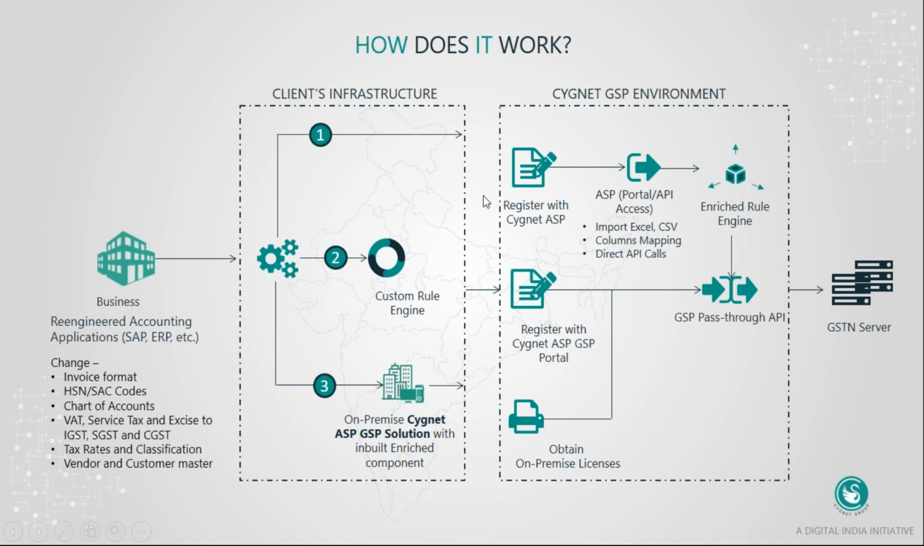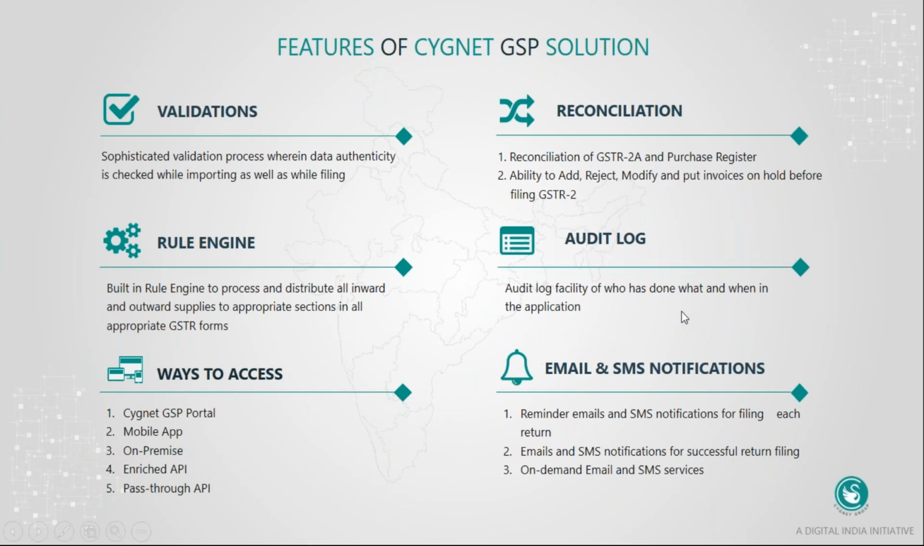That again goes forward. If you see, as a part of 1, 2, or 3, it goes to a web portal, where it goes to the ASP API. Now the API is where we support multiple kinds of uploads, so you can have Excel as well as CSVs uploaded. Column mappings are to be done once. That's a profile generation process where you need to map your profile once. It goes to our enriched rule engine, where it ensures that all the data is rightly distributed to all the information required by GST, and then it goes to the GSP pass-through API. The GSP pass-through API is precisely what GSP is. All the rest of the offerings you see on top of that are ASP offerings.